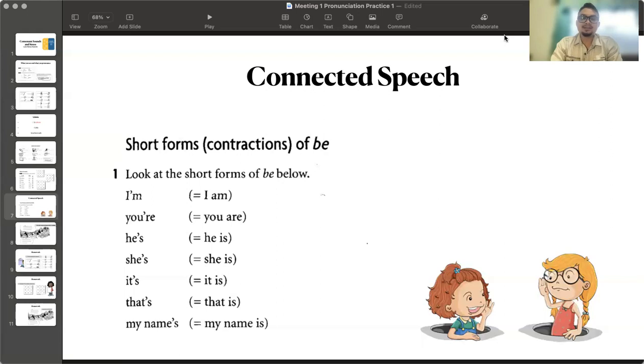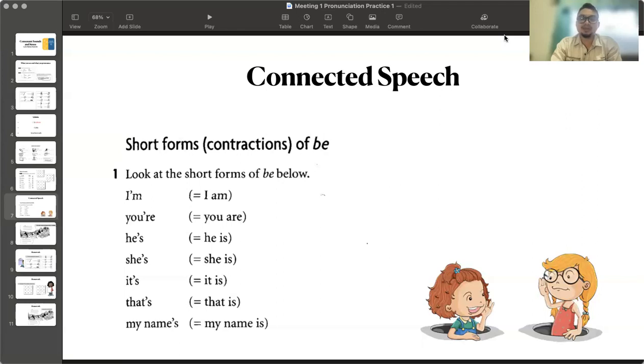It is becomes it's. Don't forget, we use the lazy it, okay? So lazy it, remember? Good. So that is becomes that's. Okay, and then now let's continue. That's. All right, now let's continue to the last one.